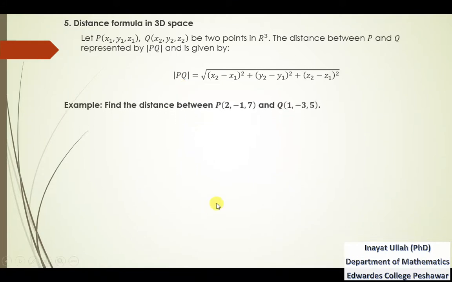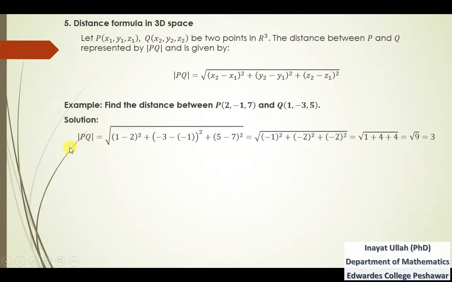Here is an example. Find the distance between P and Q. We see that this P contains 3 coordinates, so that is a 3D point, and this Q also contains 3 coordinates, so that is also a 3D point. So we need to find the distance between P and Q, the PQ distance.